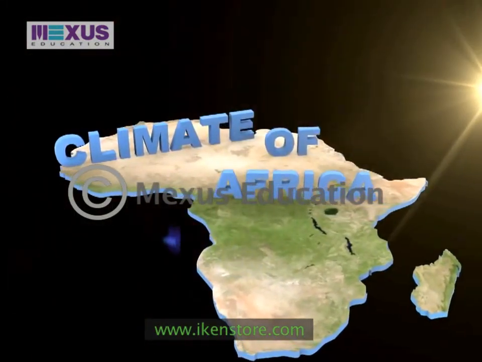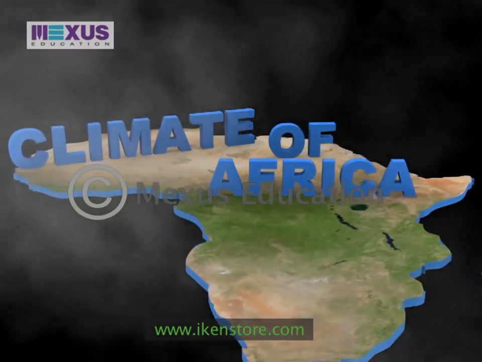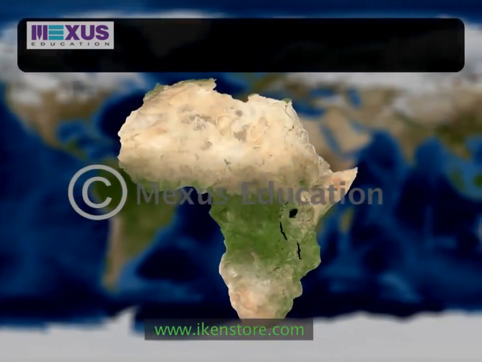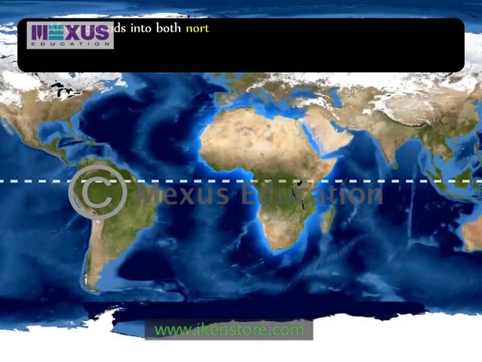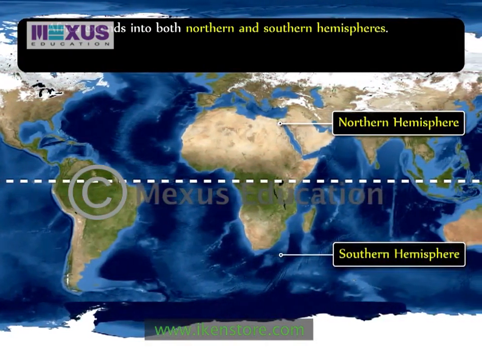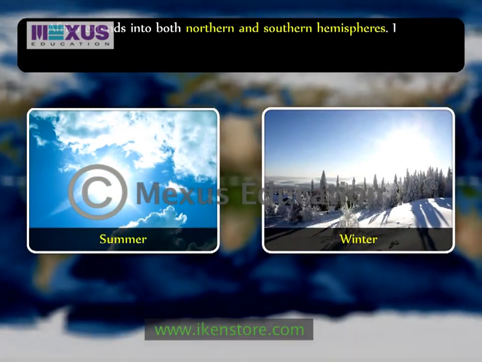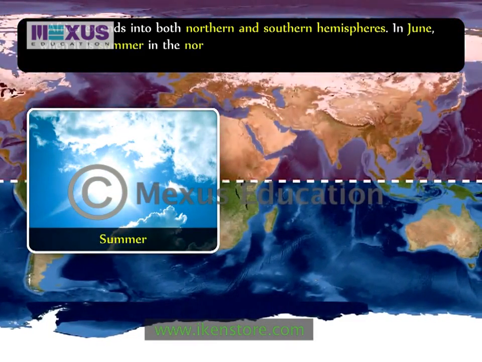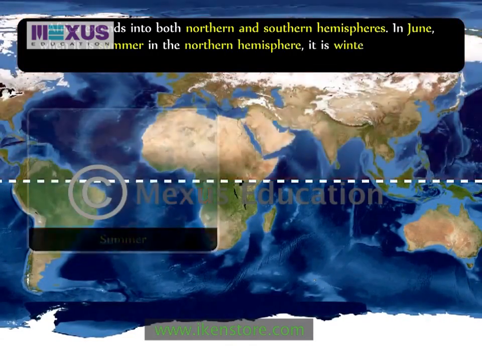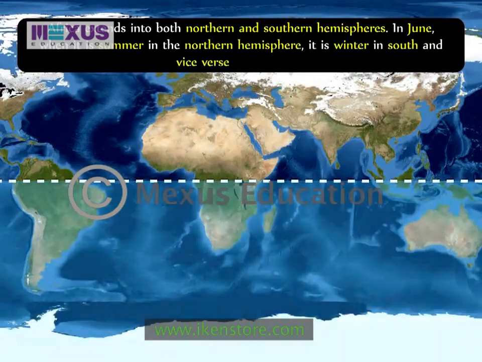Climate of Africa. Since Africa extends into both northern and southern hemispheres, it experiences summer and winter at the same time. In June, when it is summer in the northern hemisphere, it is winter in south and vice versa in December.